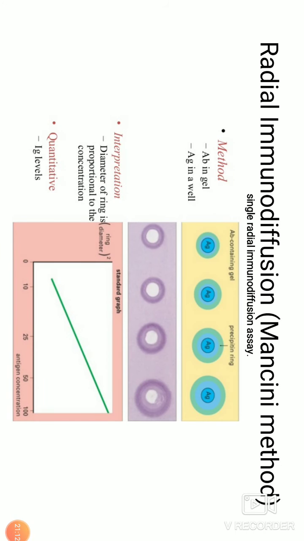Right. So you can make a graph of known concentrations, measure the diameter, and make a graph of known concentrations of antigen and antibody that you have added, and then you can quantitatively measure the antigen or the antibody present in the sample.